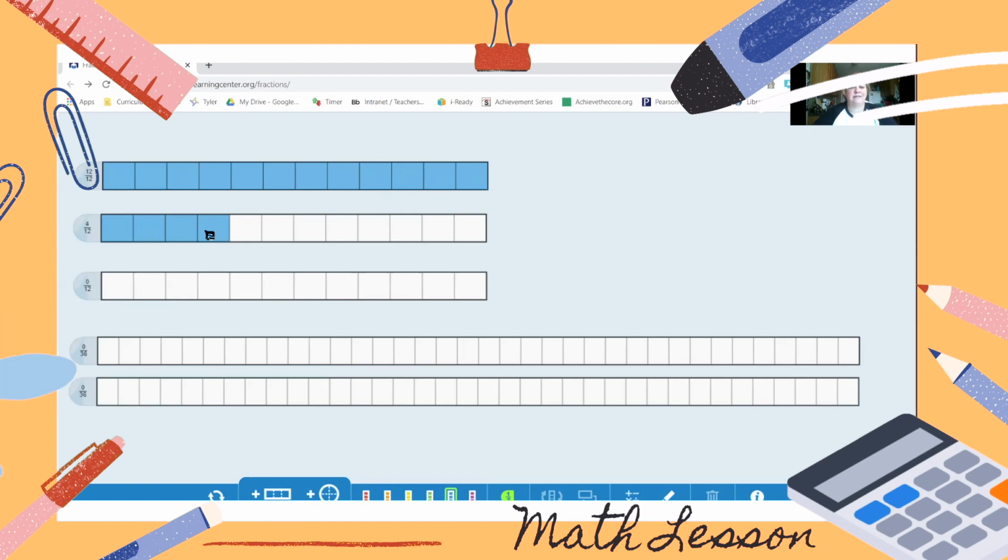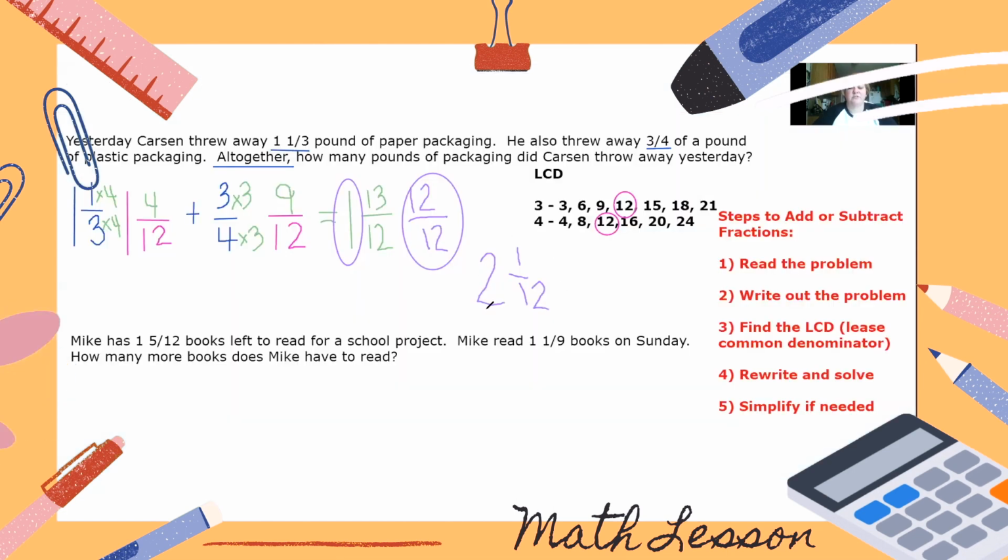So we're going to count 9 more. 1, 2, 3, 4, 5, 6, 7, 8, 9. You now see that what I have shaded is 2 wholes and 1 out of 12, or 1/12. So I have 2 and 1/12, which is what we got here as our answer. So we did a very nice job following those steps.